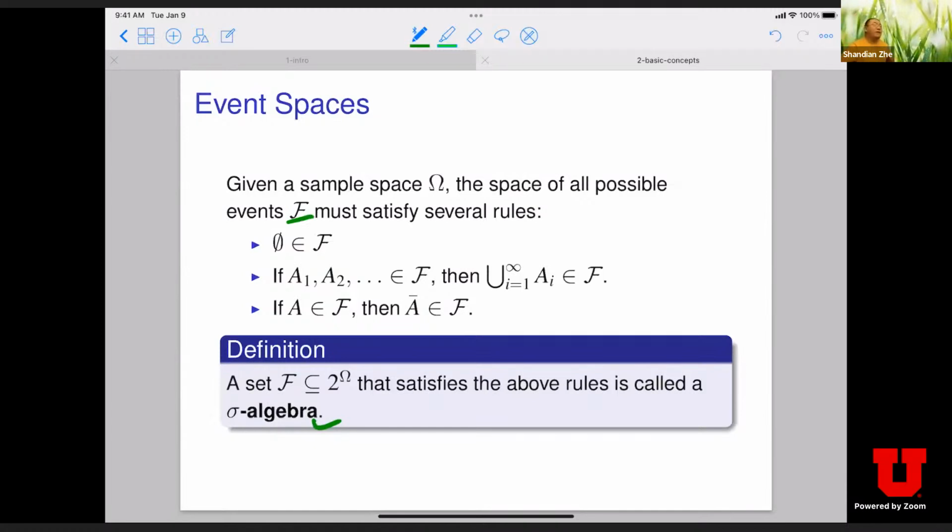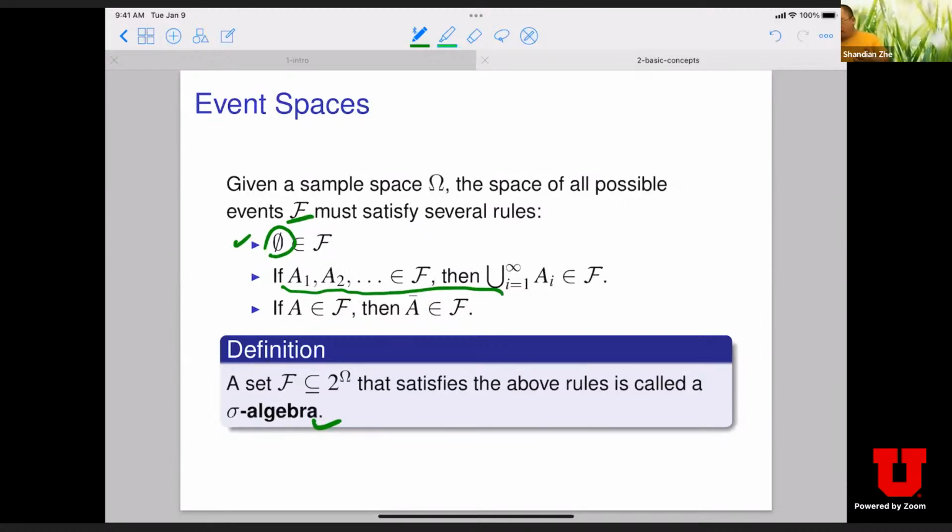Okay. So what does a sigma algebra satisfy? First, in your collection of events which form your event space, you must contain the empty event. The empty set must belong to F. And second, your F must be closed under countable unions of any events in your F. So basically, for any collection of events in your F, if you take the union of them, it still belongs to F. It cannot be outside.